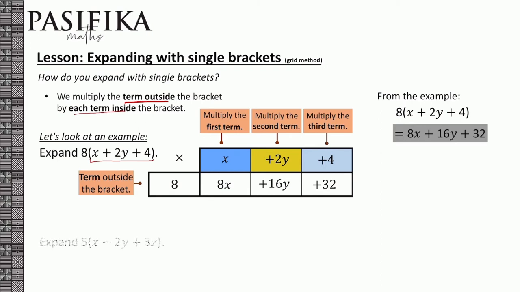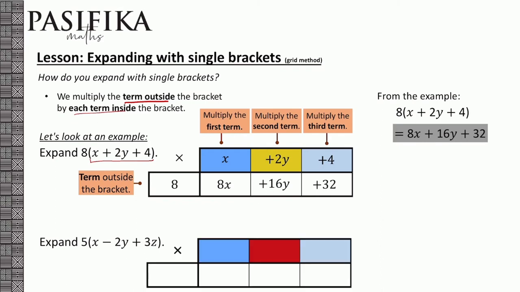Let's look at another one. Expand 5(x - 2y + 3z). So, the term outside the bracket goes here, and the terms inside the bracket go on top. Term outside the bracket is 5, and x - 2y + 3z are the terms inside the bracket.